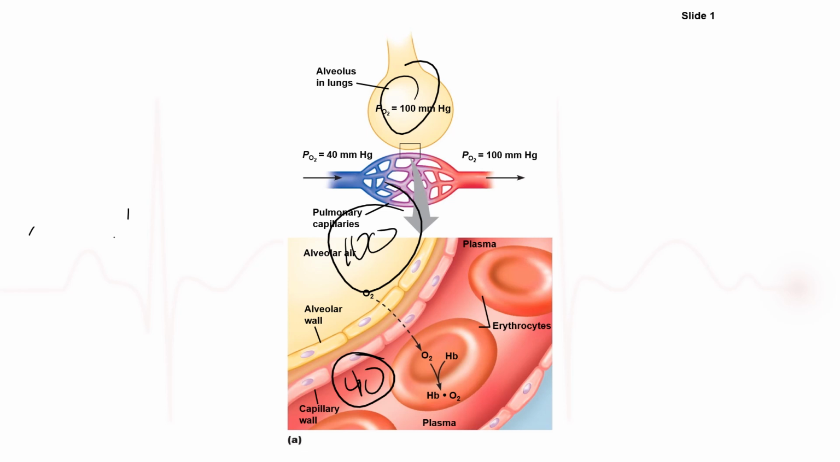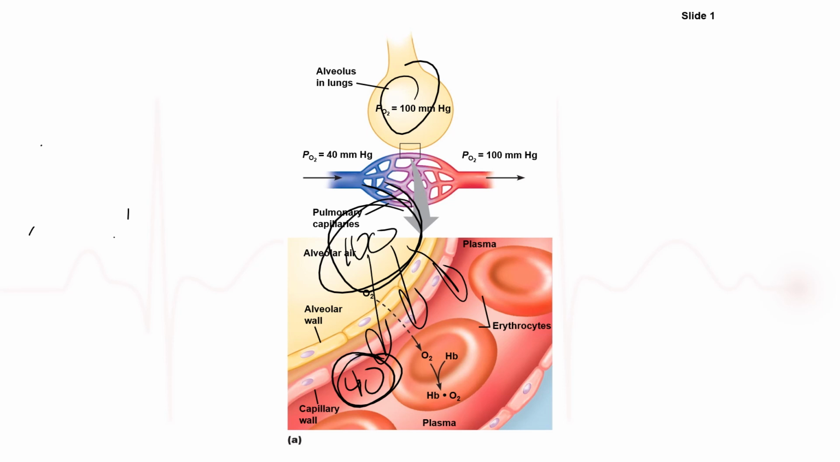There's enough oxygen within the blood plasma to drive the partial pressure of oxygen within the blood plasma up to 40 millimeters of mercury. Okay, so there's a partial pressure gradient, right? The partial pressure of oxygen within the air in the alveoli is 100, and the partial pressure of oxygen within the blood plasma in the pulmonary capillaries is 40. So what happens? Oxygen wants to move down its partial pressure gradient. Oxygen wants to move from the air in the alveoli into the blood plasma within the blood in the pulmonary capillaries. And that's exactly what it does.